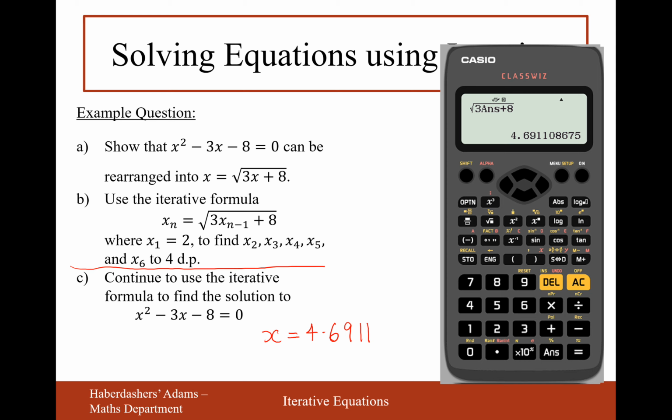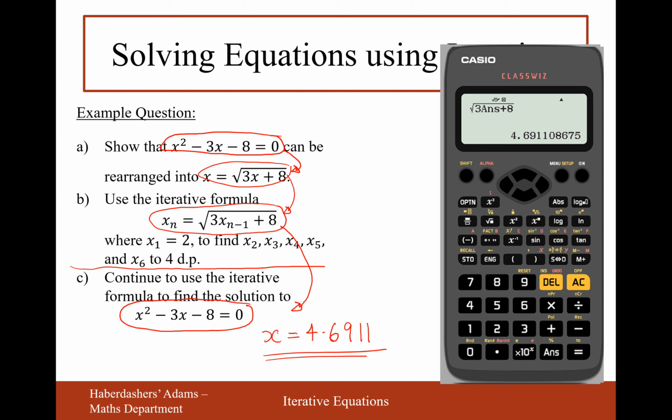So what we've done here is, again, we've gone through the process of taking our equation that we want to solve, rearranging it into an expression where it says x equals, use that as the iterative formula, keep on using that iterative formula, and that will give you a solution to the thing you have rearranged it from into. So there we are, 4.6911 is the answer to this equation here.